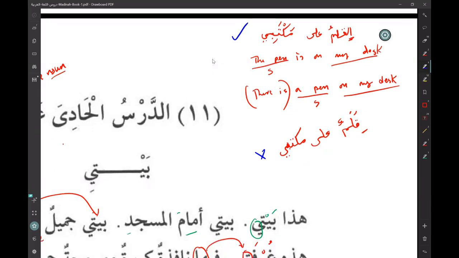But what do you do? Here, this is when you have to bring the predicate first. So you say ala maktabi, yes, qalamun. Now everything makes sense? Now it's good. Did we change our subject? No, guys, we haven't changed our subject. Our subject is still qalam.